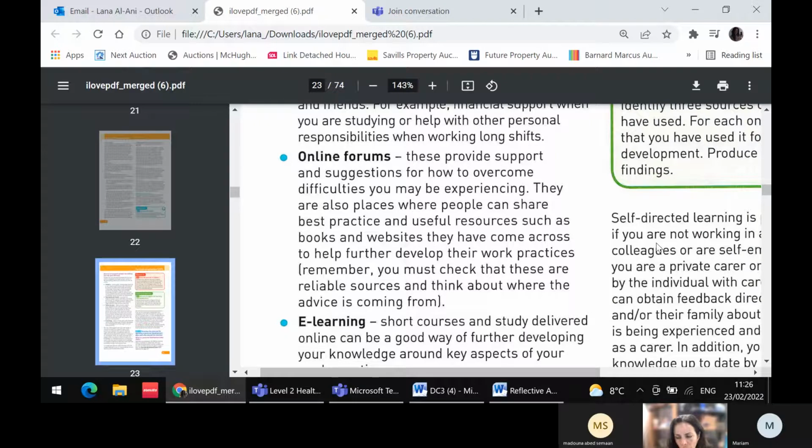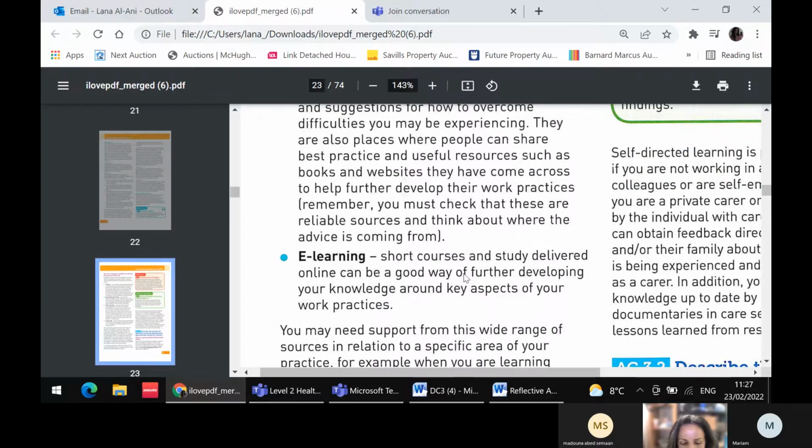Sometimes you see forums where people can keep discussing the same subject. Like you put, hi, please, I need help in child care in Unit 3, and then everyone will start participating. Lots of people will be answering the same question. So from an online forum, you can get lots of information and support. And these provide support and suggestions on how to overcome difficulties you may be experiencing. They're also a place where people can share best practice.